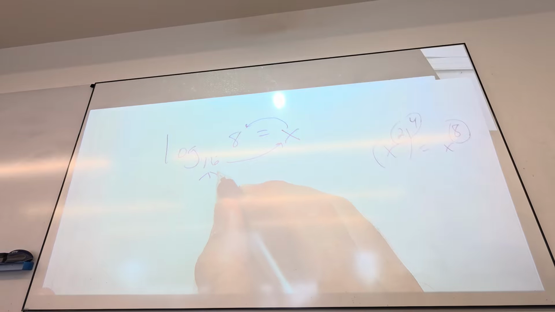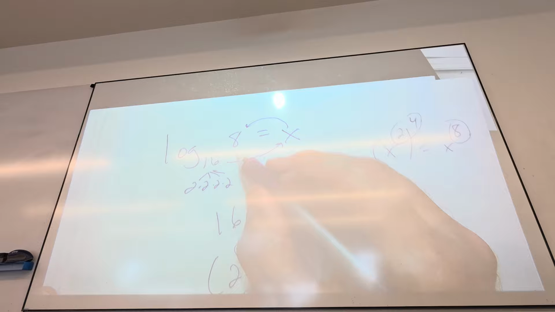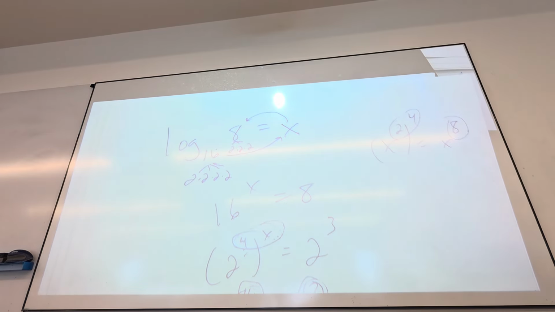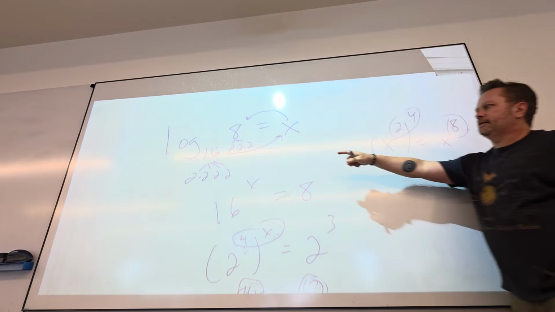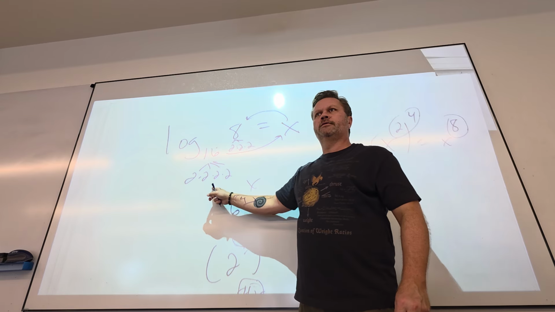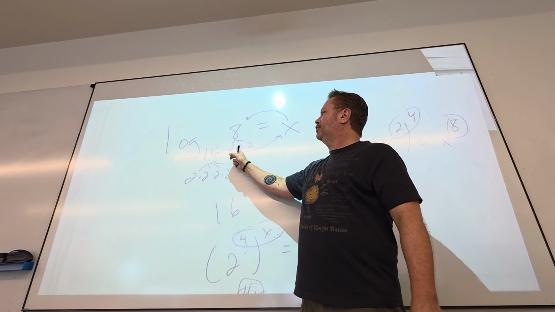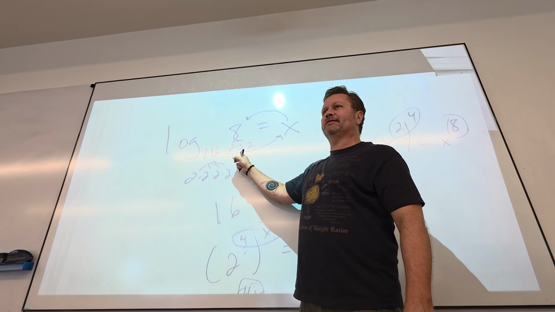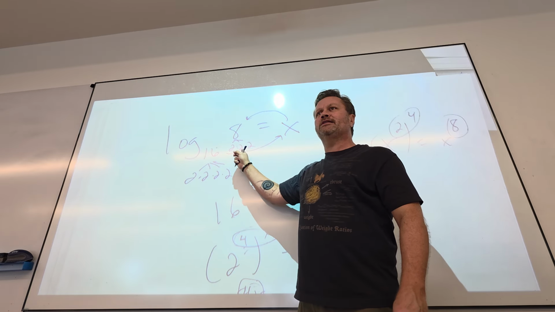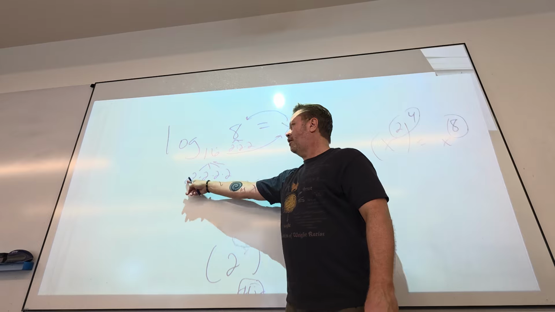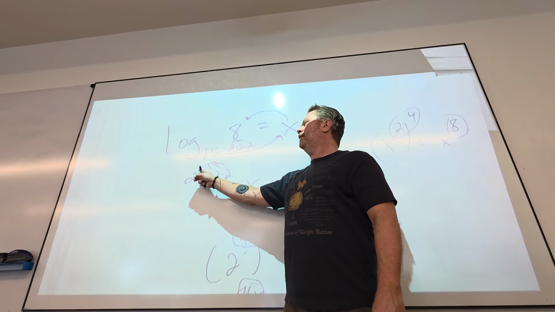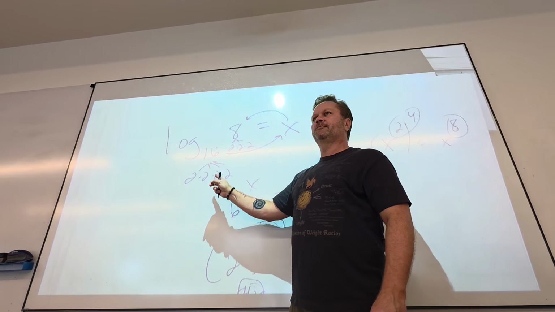If I break 16 all the way down, what is it? 2 times 2 times 2 times 2, yes? If I break 8 down, what is it? 2 times 2 times 2. So, what is 16 made up of? 4 2's. What's 8 made up of? 3 2's. So all 4 of them make 16. How many of these do I take to make 8?